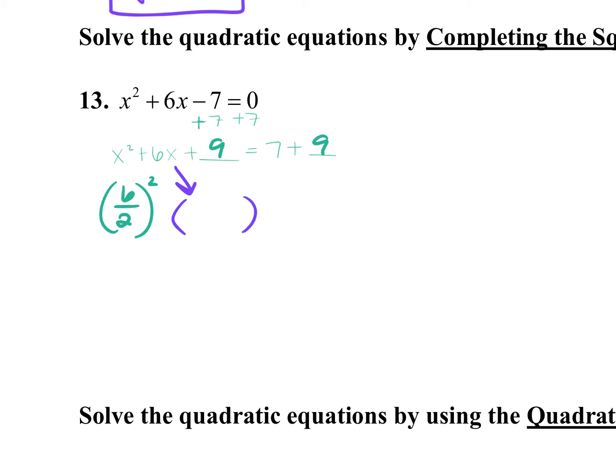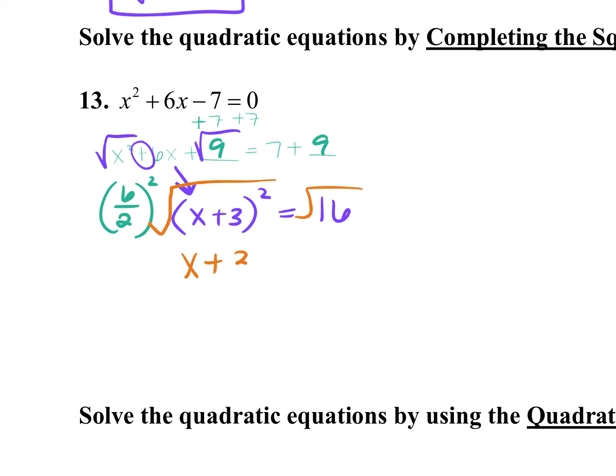What does that factor to? X plus 3. Square root, and keep the sign. So x plus 3 squared equals 16. And it is oh so lovely when they give you a perfect square over there. What do you do next? Square root. So if you square root both sides, what do you have to make sure of? Plus or minus. So x plus 3 equals plus or minus 4.